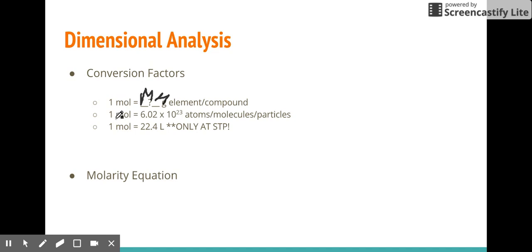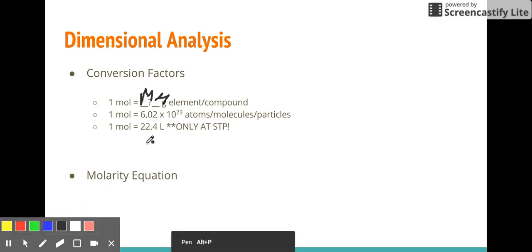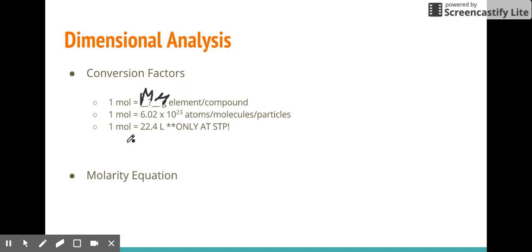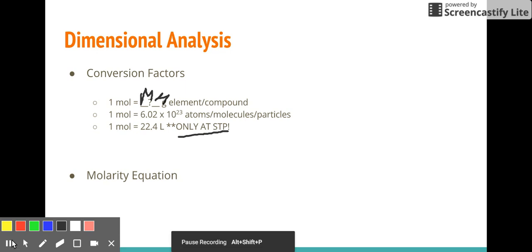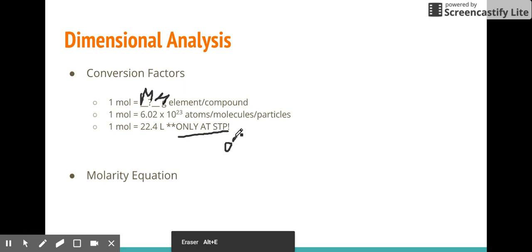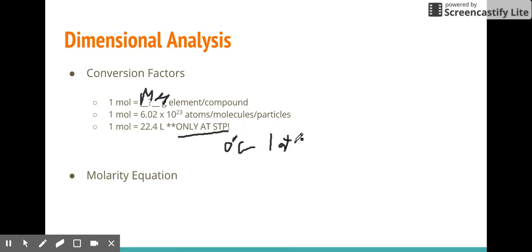Another conversion factor is if I'm going between moles and atoms, molecules, or particles. 1 mole is equal to 6.02 times 10 to the 23rd atoms. It can also be classified as molecules. It can also be classified as particles. Now, the last conversion factor that you are going to use is only at STP. Now, STP means standard temperature and pressure. That means 0 degrees Celsius and 1 atmosphere. And I'll talk more about that in our next video.